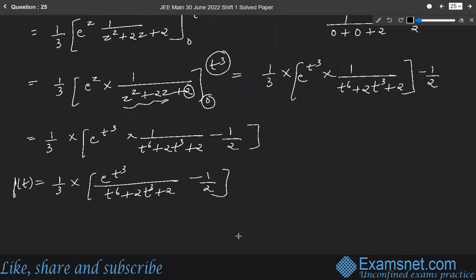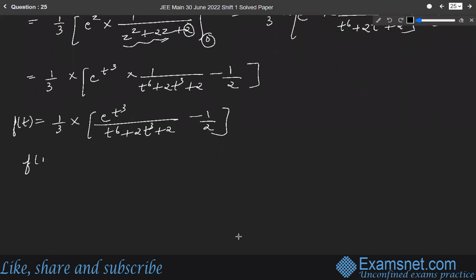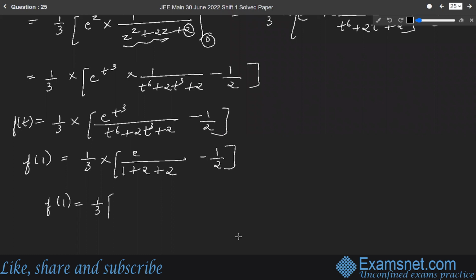We have to calculate f of 1. So let us calculate f of 1. It means in the place of t we have to put 1. So 1 by 3 into e power t cube. T is 1, so e power 1 will be e, right? So e divided by t power 6, 1 power 6 is 1, plus 2 into t cube, 2 into 1 is 2, plus 2, minus 1 by 2. All right. So f of 1 will be equal to 1 by 3 into e divided by 1 plus 2 plus 2, which is 5, minus 1 by 2. So this is the value of f of 1.